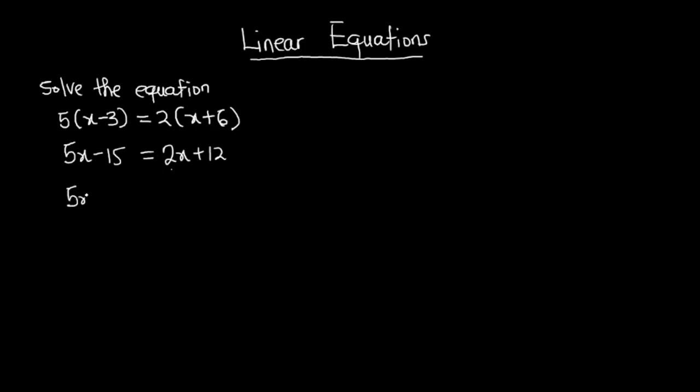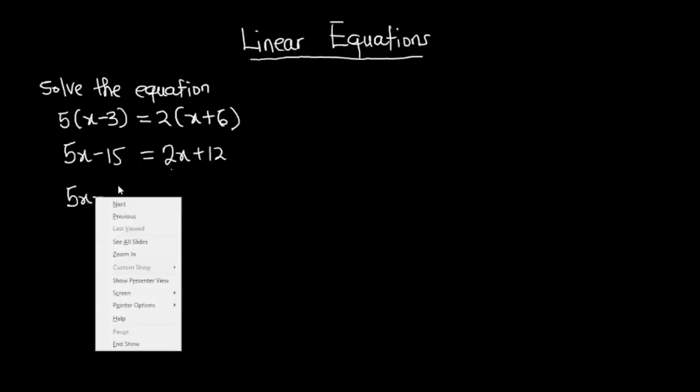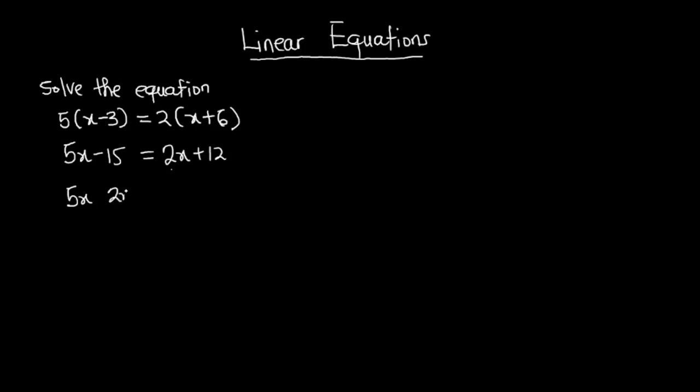So I have 5x over here. If I bring the 2x across the equal to sign, it becomes negative. So minus 2x is equal to, the 12 will be maintained here, and I bring the negative 15 over here to the right hand side of the equation. So if I bring the negative to the other side of the equation, it becomes positive 15.